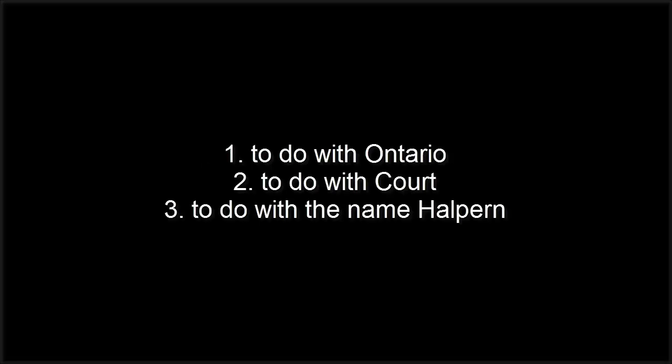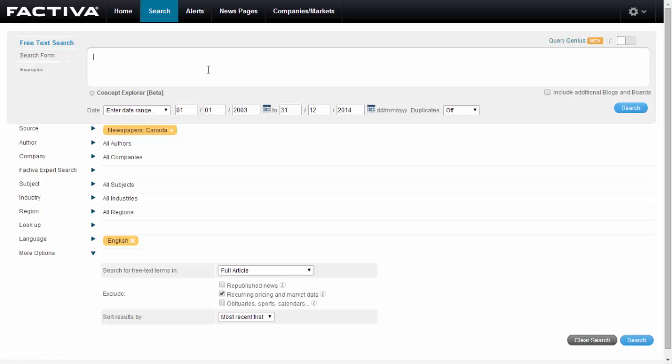We are now ready to enter our search statement. If we were to boil down the essential elements of this research topic, we are looking for stories that have 1. To do with Ontario, 2. To do with court, and 3. To do with the name Halpern. This would lead to the following search statement: Ontario and court and Halpern. Let's type that in and see what happens.